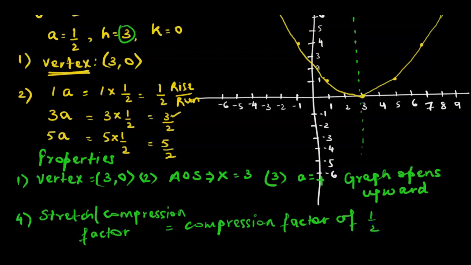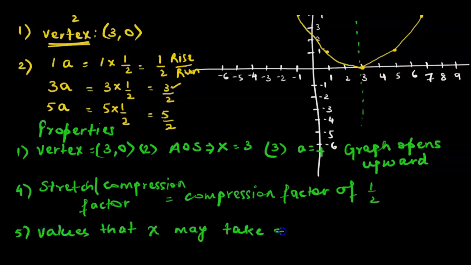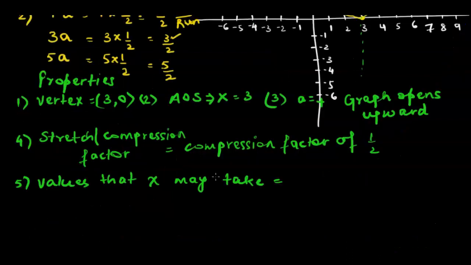And then the final property that is very important is the values that x may take and the values that y may take. Always remember, whenever we are making a graph of a parabola, the x value that the graph can take is any real number, because this graph is never ending, and if we extend this graph, it is going to keep on extending both on the left and the right sides. So the x values that the graph may take is all real numbers.